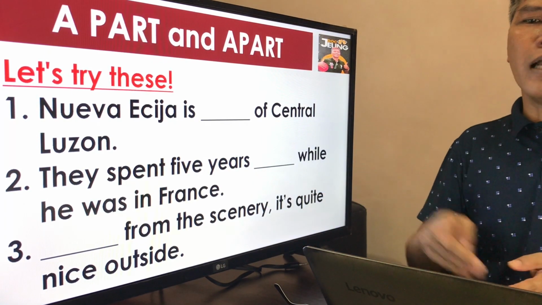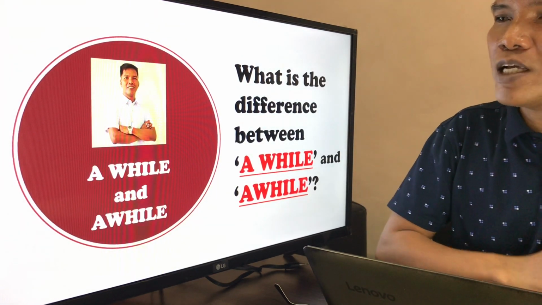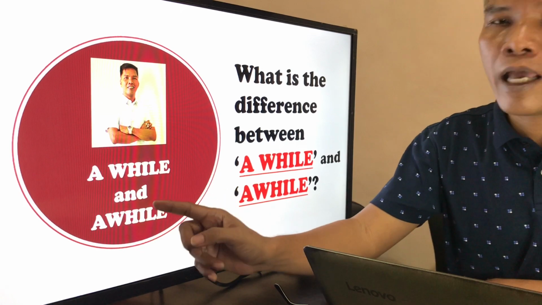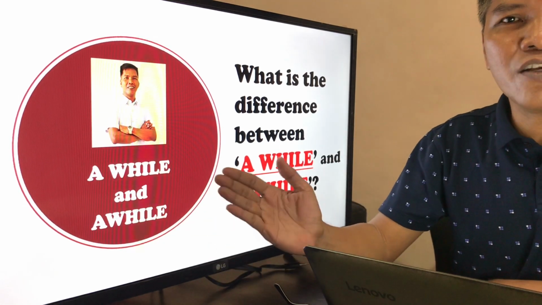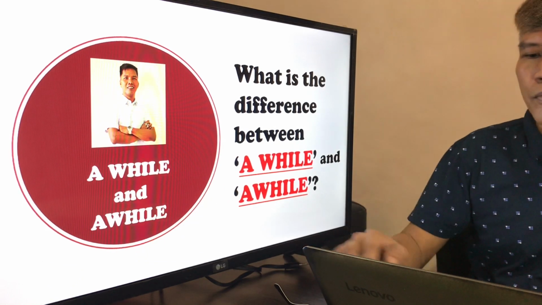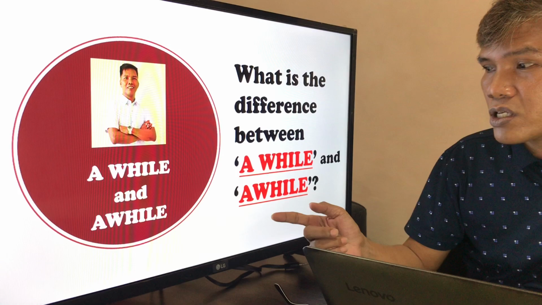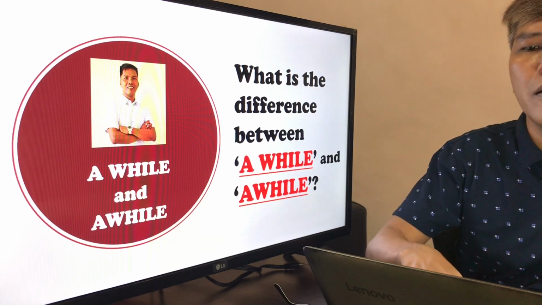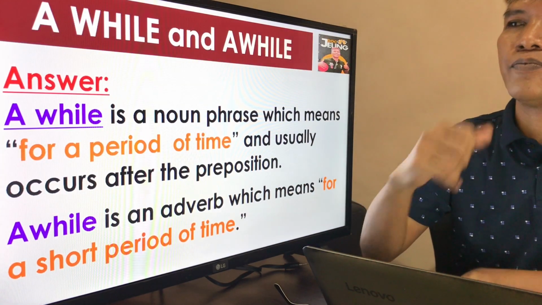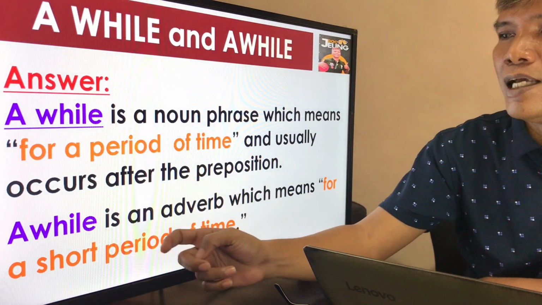Okay, so let's have pair number 4. Pair number 4 is awhile and a while. What is the difference between awhile and a while? When do we use awhile and when do we use a while? Okay, look. A while is a noun, while awhile is an adverb.